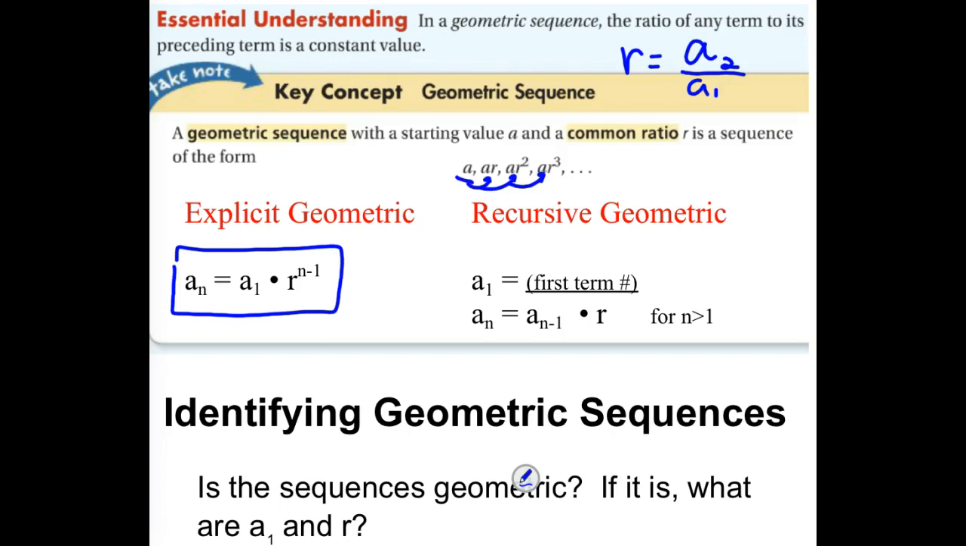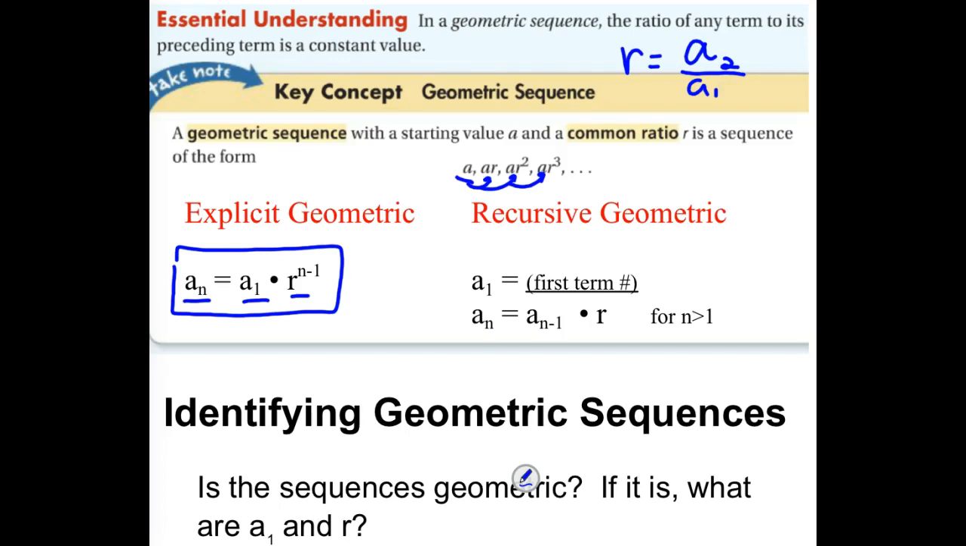So for an explicit geometric formula, the nth term, any term in my sequence, is going to be found by taking the first term, and we're timesing by R, but we're doing that n minus 1 times. Okay? We already have our first term. We don't have to multiply R to get it. So the second term, we just multiply by 1 R. The 10th term, we would need 9 R's. Okay? So a sub 1 times R to the n minus 1 power.